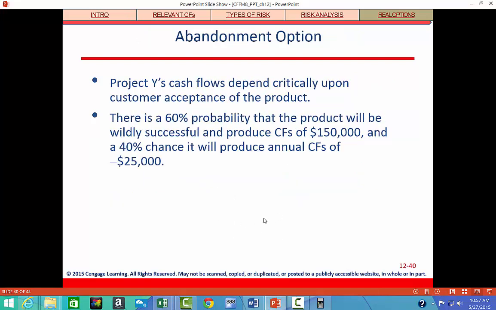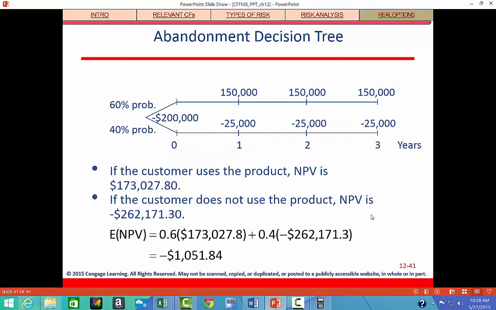For this one, there's more information. The project's cash flows depend a lot upon customer acceptance of the product. They've come up with a 60% probability that the product will be successful and have cash flows of $150,000 rather than $80,000, but then there's a 40% chance that it would produce annual cash flows of negative $25,000. So here's what the timeline would look like for those two scenarios: a 60% chance that it's really successful versus a 40% chance that it's losing value every year. And it still costs $200,000 at time zero.